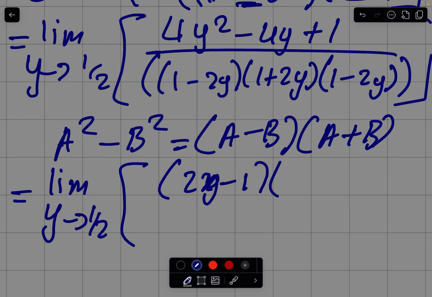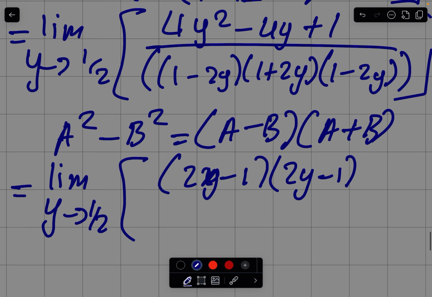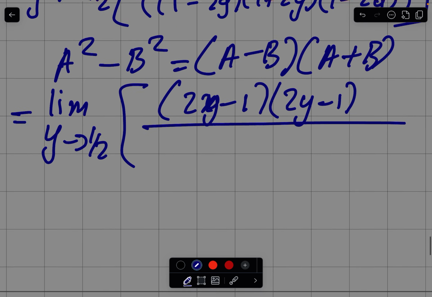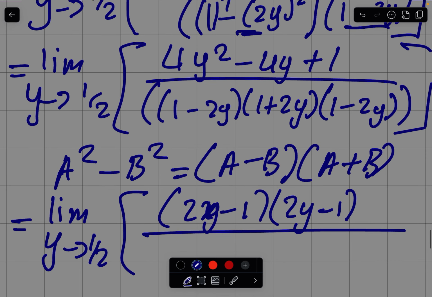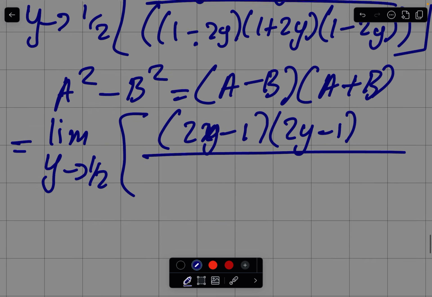Let me check another factor. All multiplied by 2y minus 1 again, since 1 is half. All divided by what? Here we have 1 minus 2y. We don't have 2y minus 1. But then we can remove a common factor of negative, this side or this side, anywhere we want.